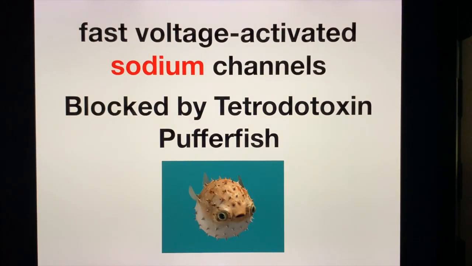Clinical Pearl. What toxin blocks the fast voltage activated sodium channels of the heart? It is your tetrodotoxin, which is one of the most potent toxins known to man. This tetrodotoxin is found in your blowfish or your pufferfish. So don't forget, tetrodotoxin, pufferfish, this is sodium channels.